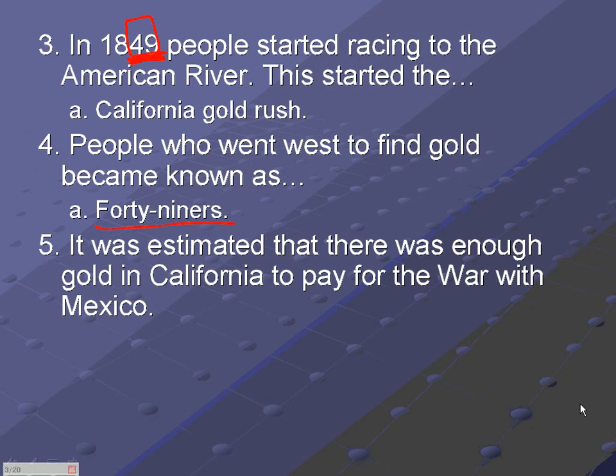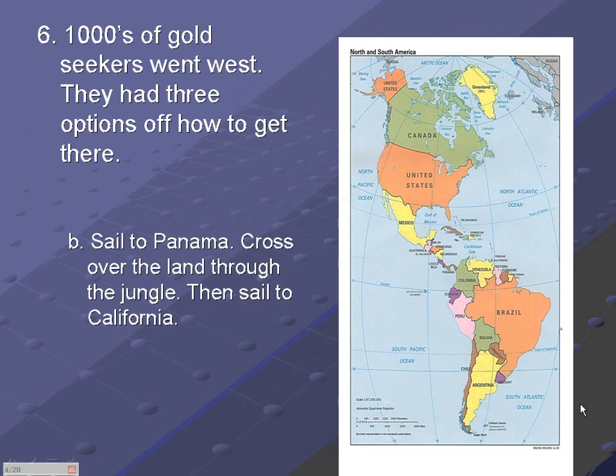This led people to believe that you could just walk out in California and there would just be gold laying on the street or just on top of the ground, as common as rocks. When in reality, that's not the case. It's very difficult to mine gold, and that's what these 49ers found out. Thousands of gold seekers went west, and they had basically three options of how to get there.